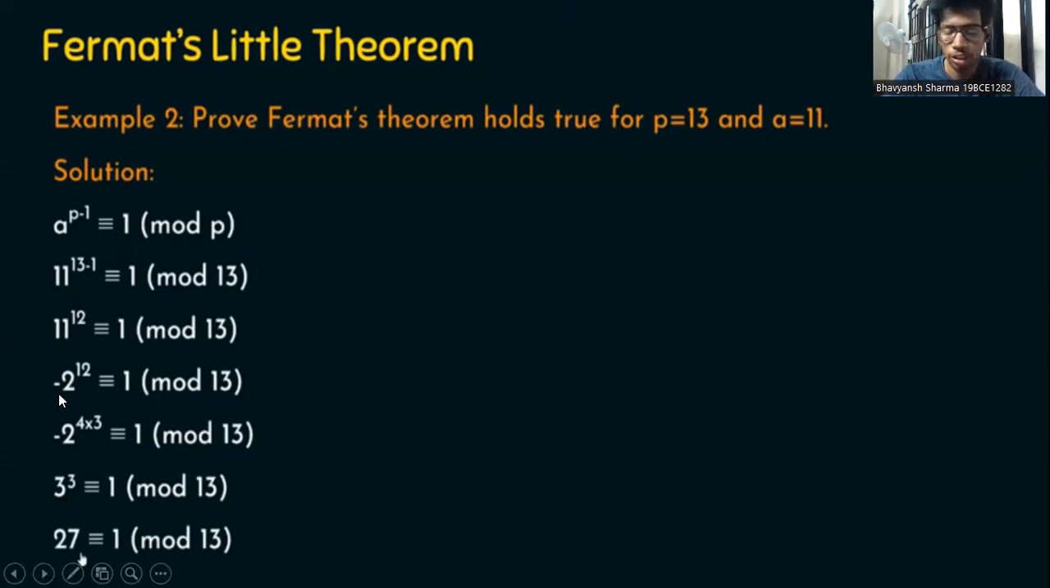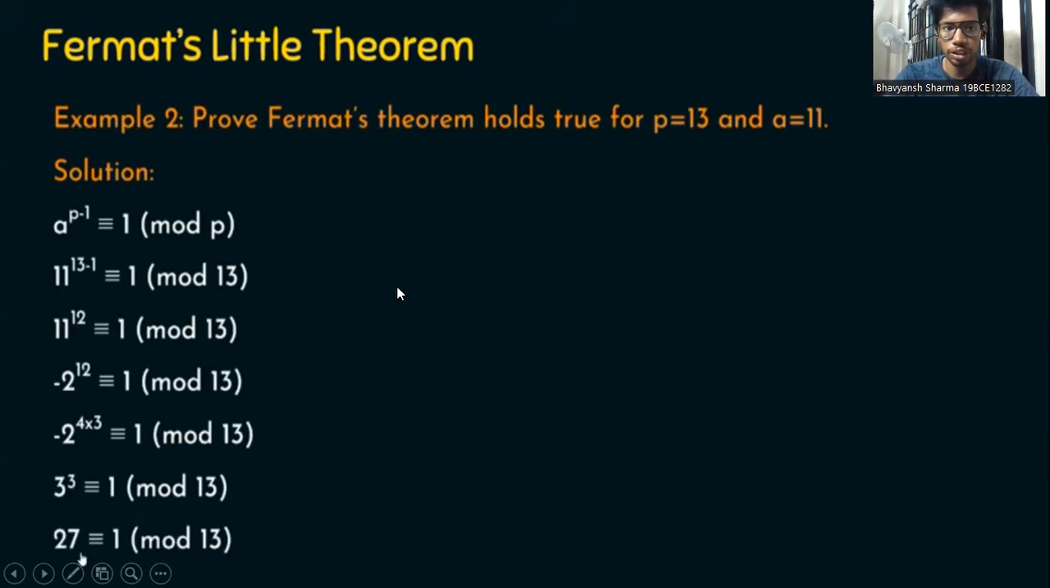So we take minus 2 to the power 12. In this case, 12 can be written as 4 into 3. Minus 2 to the power 4 is nothing but 16. 16 modulo 13 gives us 3. So we have 3 to the power 3, which is nothing but 27, and 27 modulo 13 gives us 1. Hence, we have proved that Fermat's little theorem is also satisfied here.